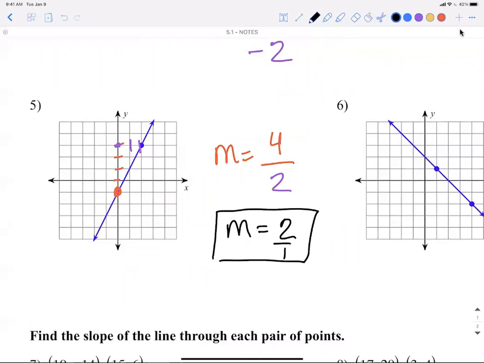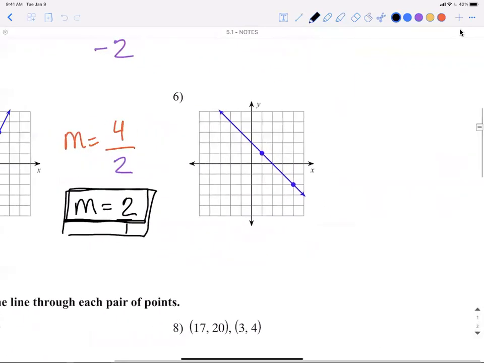Change in Y, our Y's went up 4. That's our change in Y. Then we ran, our change in X was +2. Positive change in the Y was 4, positive change in the X was 2. Always reduce it, and I'm fine if you just leave it like this, M equals 2. I won't count it off if you put 2/1. It doesn't matter. I just want you to get familiar with seeing it without the fraction.